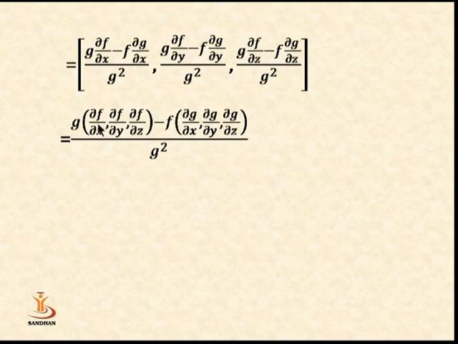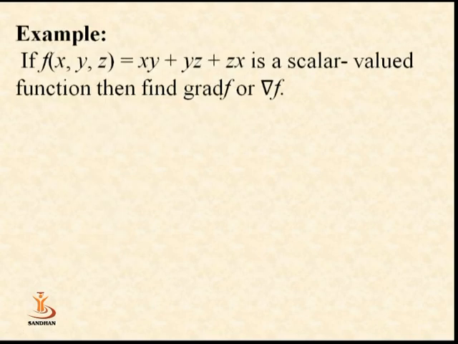Again we see that it is the grad f or del f, and this is the definition of grad g or del g. Thus we get g del f minus f del g upon g square, which is our required result. That means left and right hand side are equal. Now we see one example.